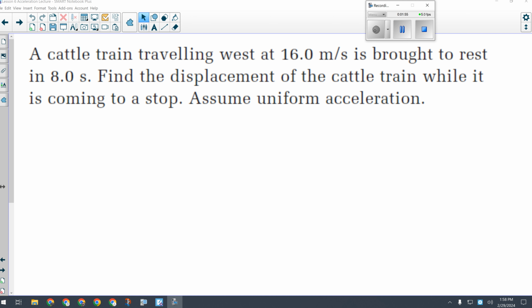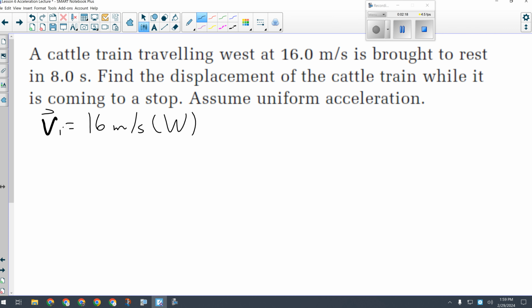Speed. Okay, which one? Initial or final? Probably initial, yeah. And I'd say it's probably velocity since they mentioned it was west. But it's definitely initial. So we're going to have VI is 16 meters per second west. And then it says it's brought to rest. What did they give me there without giving me an actual number? Velocity final. Right, and it's 0. This is one of those, again, contextually important clues within the question.